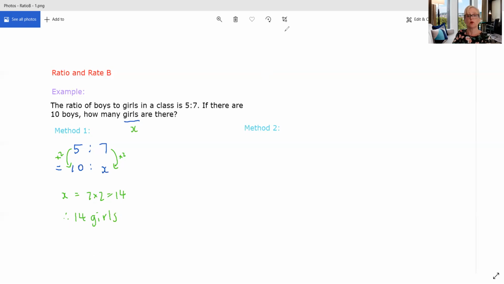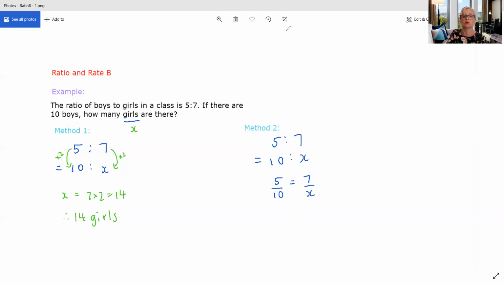An equivalent way of doing it, but just setting it up slightly differently, and this works better if it's not just an integer or rational number times the previous ratio. If I set it up like this, I say 5 is to 7 is 10 is to x, but then I do my fractions like this. So 5 on 10 must be 7 on x.